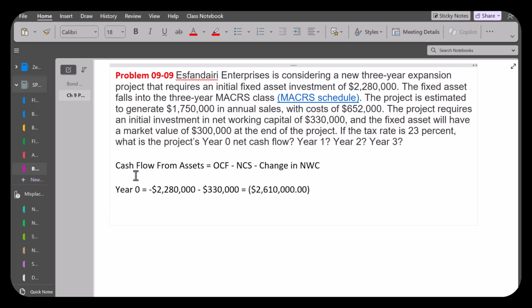For year one, year two, year three, we need to calculate the OCF first, but since it's MACRS, depreciation is going to vary each year. So let's first calculate EBIT for years 1 through 3. That's sales minus cost. Actually, it's EBITDA.